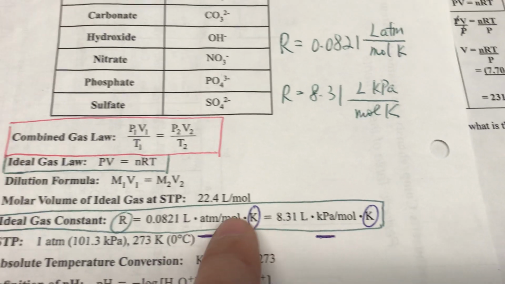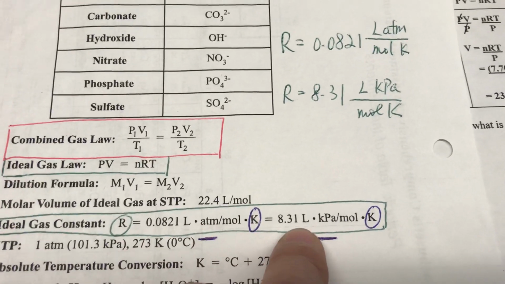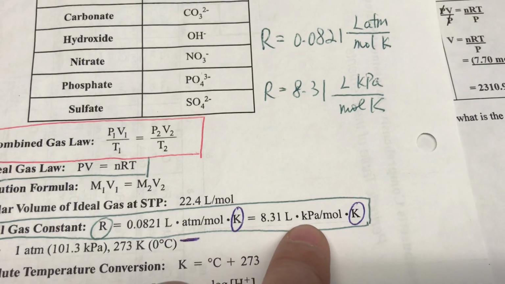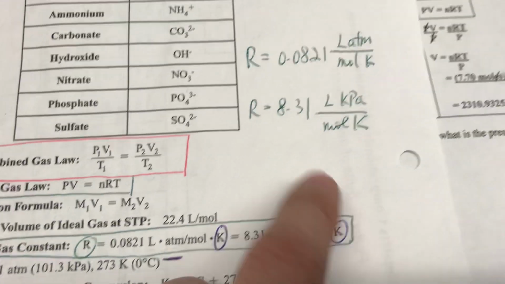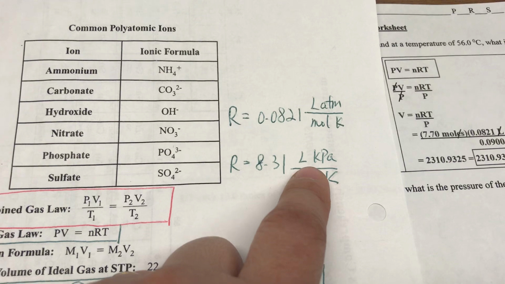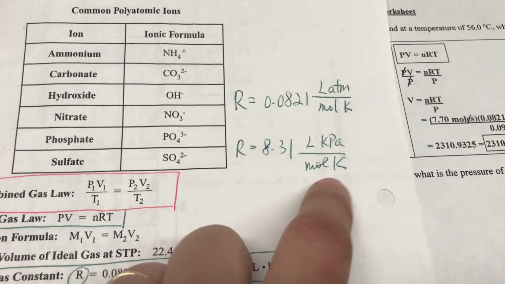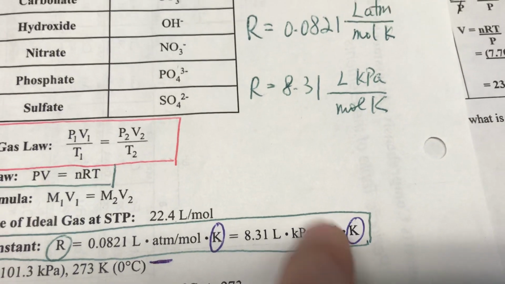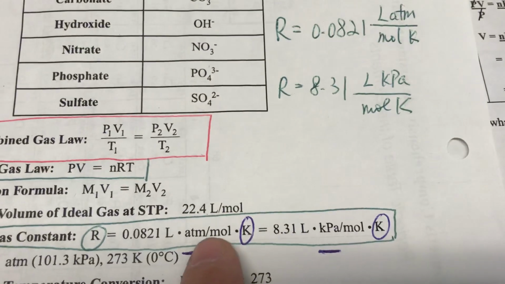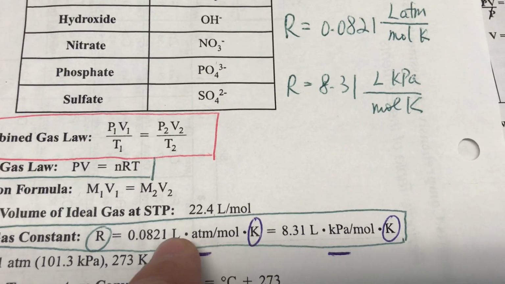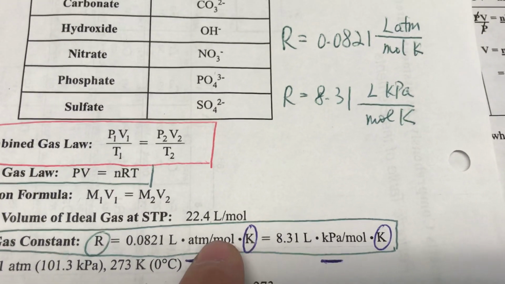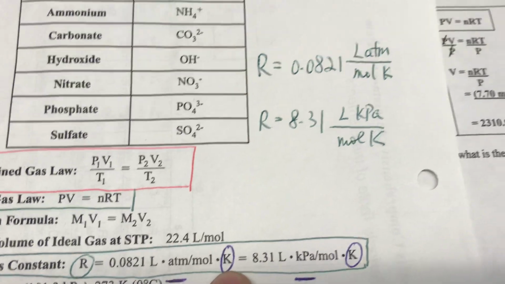For 8.31, you can also write it like this. If you write it as 8.31, the unit will be L times kPa over mole K. So 8.31 L kPa over mole K. The line here, the fraction line, works like this: whatever is before the line will be on the top, and whatever is after the line will be on the bottom.